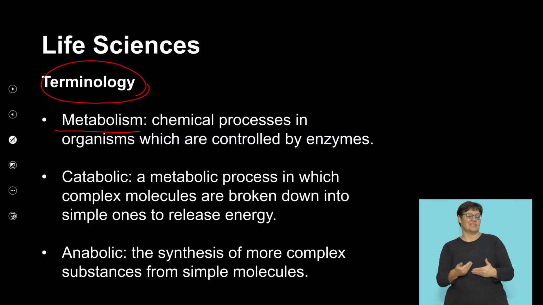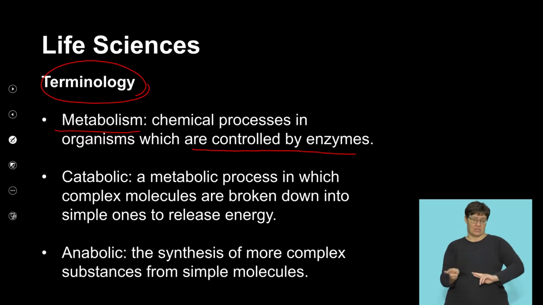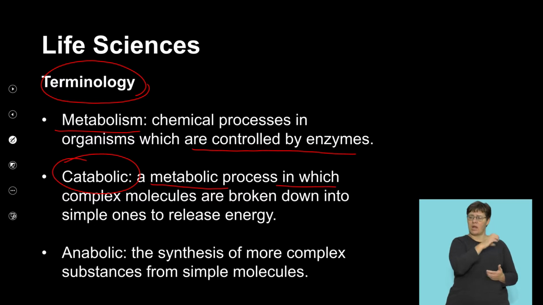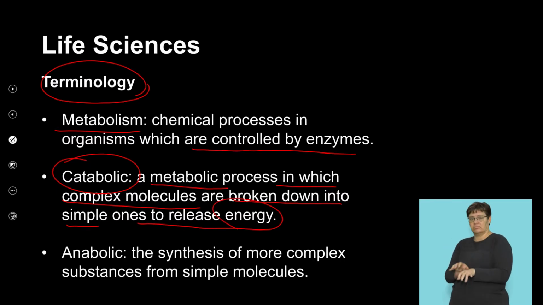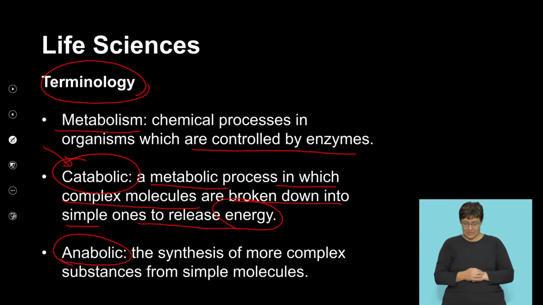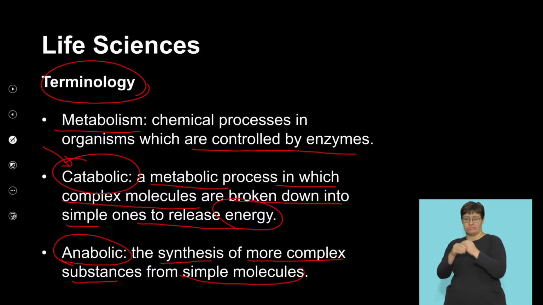Metabolism is essentially processes that are controlled by reactions which require enzymes. These processes could either be catabolic, which is a metabolic process in which a complex molecule is broken down into simple, smaller molecules and energy being released. Metabolism also may refer to an anabolic reaction, which is the opposite of catabolic, which is a reaction that requires the synthesis of more complex substances from simple molecules.